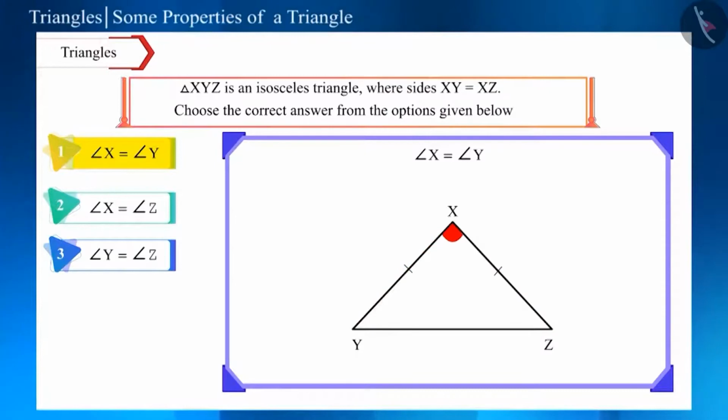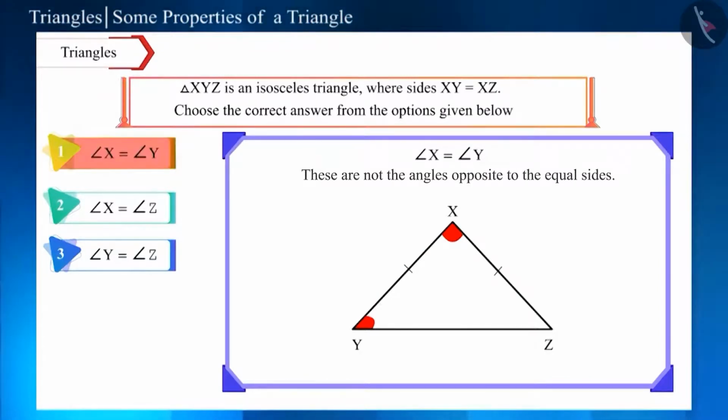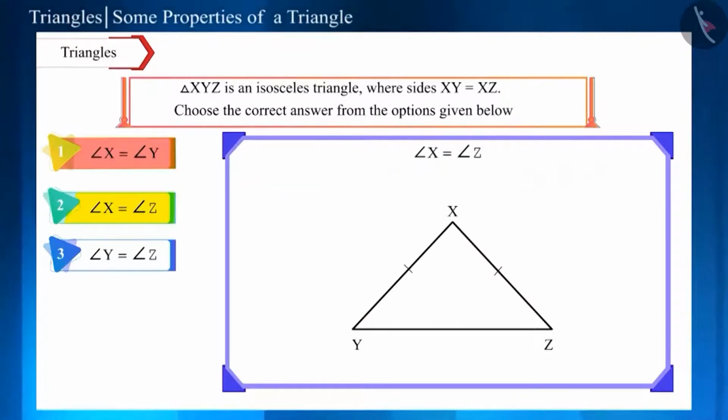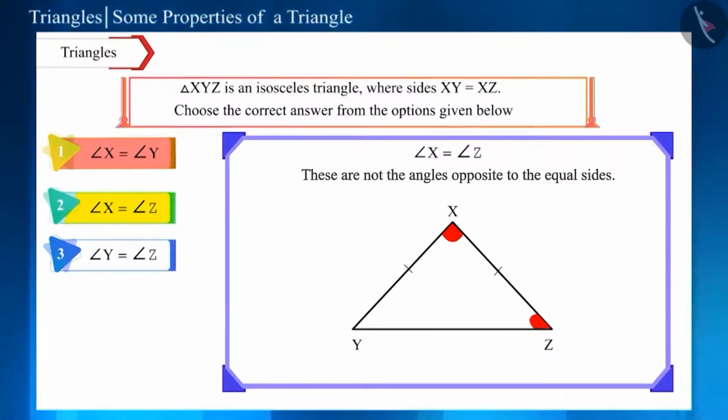But look at the angles X and Y. These are not the opposite angles of the equal sides. Hence, this option is incorrect. In the second option also, it's given that angles X and Z are not opposite to the equal sides. So, these angles would also not be equal and thus this option is also incorrect.